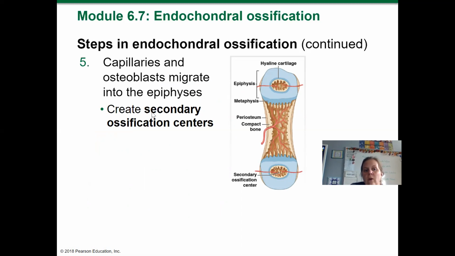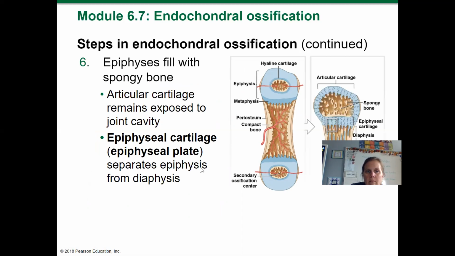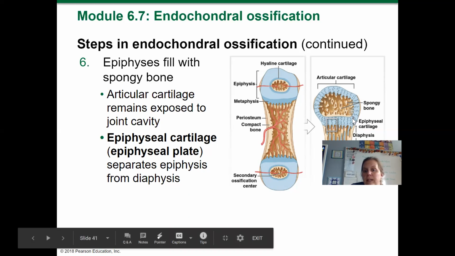So then these capillaries and veins kind of migrate, and you get these secondary ossification centers, which are at both ends, and they start to produce more spongy bone. The epiphyses is then filled with spongy bone. The articular cartilage remains exposed because it's going to be a joint. And then you get this epiphyseal plate.